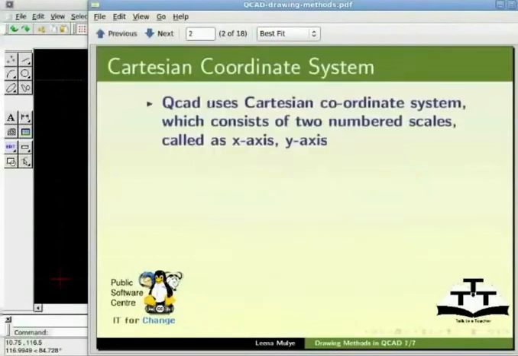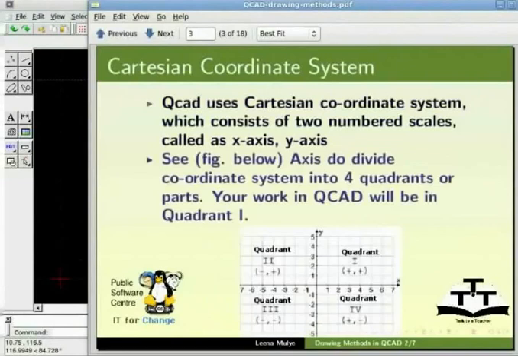Qcad uses Cartesian coordinate system which consists of two numbered scales called the x-axis and y-axis. These are perpendicular to each other and these axes divide the coordinate system into four quadrants. Your work in Qcad will mostly be in quadrant 1. The point where these axes meet is called absolute 0, 0 or the origin point.